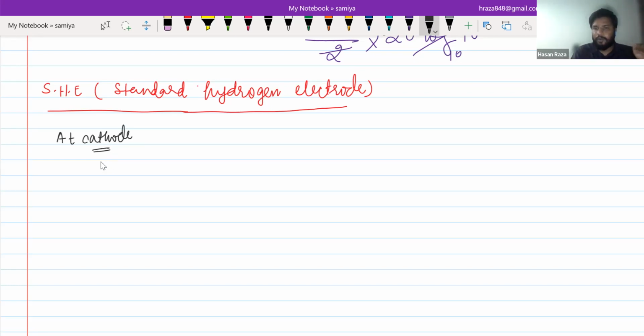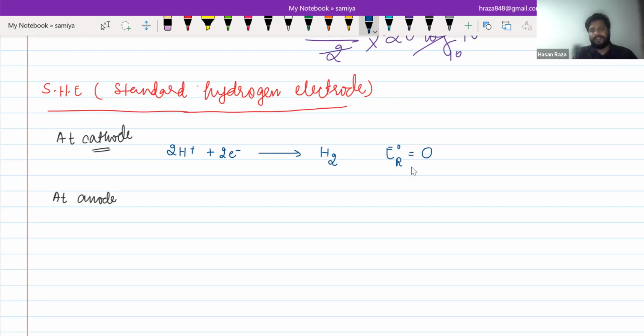It should be understood that whenever I say cathode, that means there will be reduction, and if I'm saying anode, that means there will be oxidation. So you can see at cathode, 2H+ will gain 2 electrons and it will form H2. And the electrode potential, or you can say reduction potential, will be 0, since hydrogen is taken as a reference.